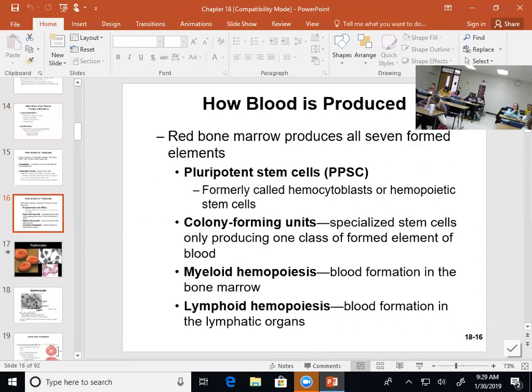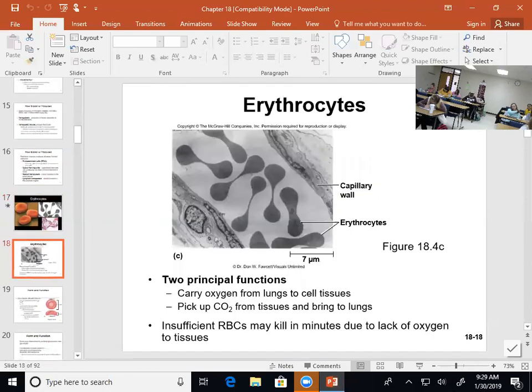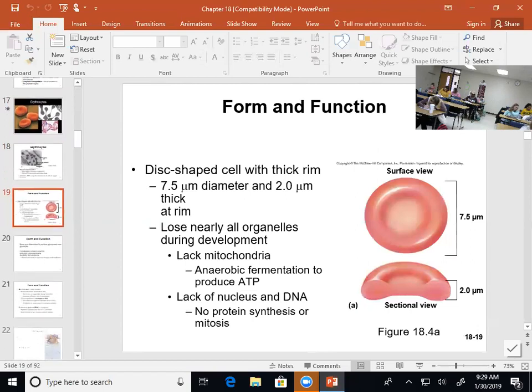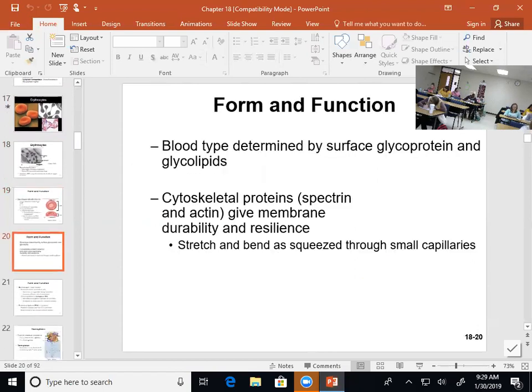Do we know what kwashiorkor is? Yeah. So hypoproteinemia. What does hypoproteinemia mean? Some of you had put that.